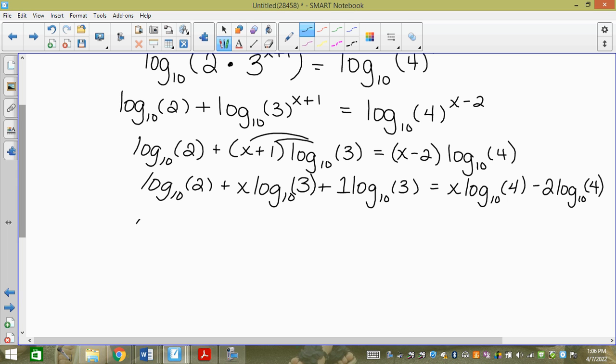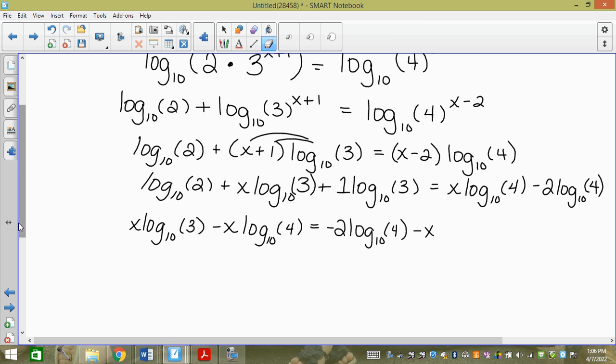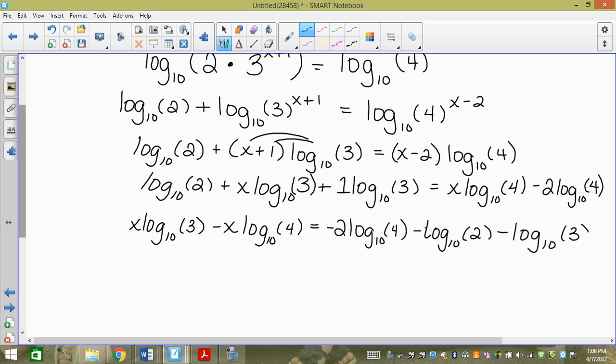I'll move the x's over here because that's what I've been doing up till now. So x log base 10 of 3 minus x log base 10 of 4 equals negative 2 log base 10 of 4 minus log base 10 of 2 minus log base 10 of 3. Then I have all the logs on the right, sorry, everything with an x on the left.